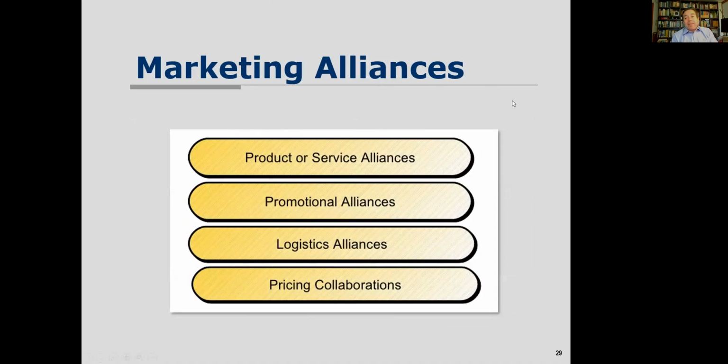So what are some examples of the marketing alliances that we refer to? There are product or service alliances. For example, the Intel inside the Samsung, that's a product alliance. There's a promotional alliance, for example, putting the label of Intel on the Samsung computer. For example, they made an agreement that Intel is going to sell the microprocessor to Samsung to put into the Samsung laptop, but then Samsung wants to keep the price low.